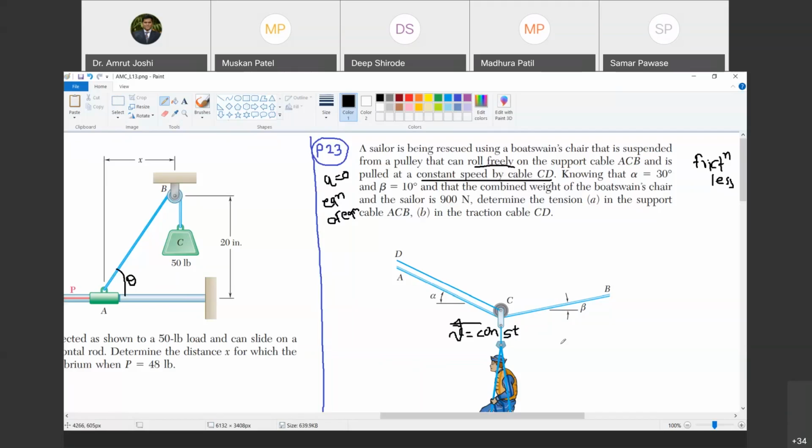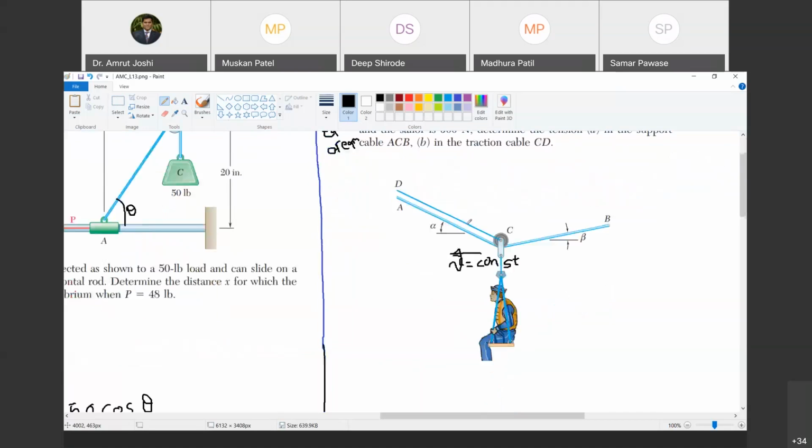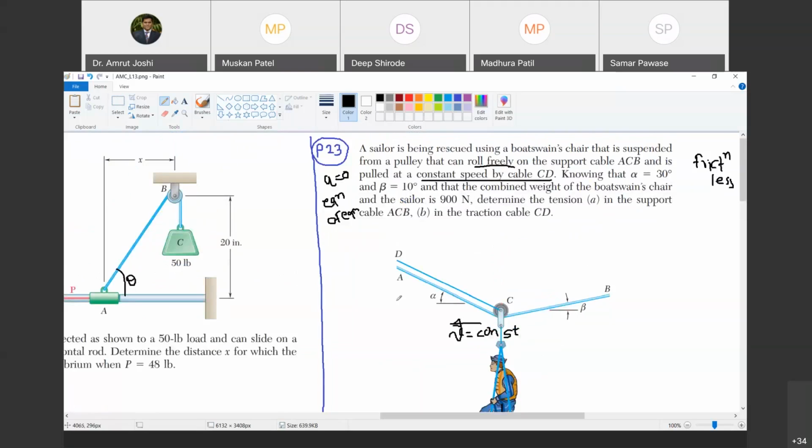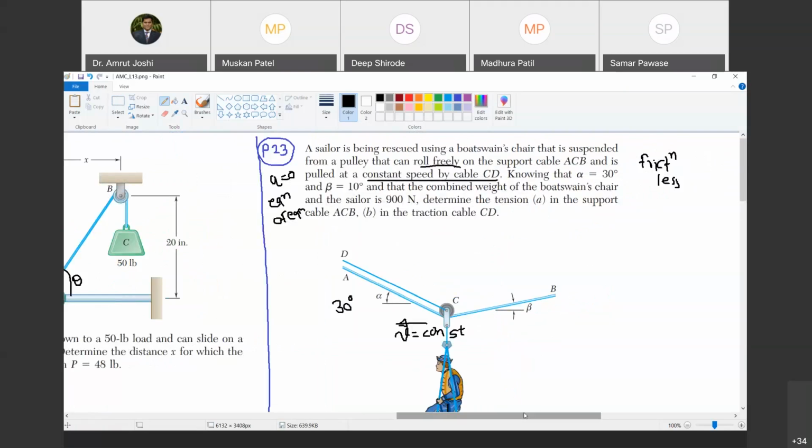Knowing that alpha is equal to 30 degrees and beta is equal to 10 degrees, and knowing that the combined weight of chair and seller is 900 Newton. So how much is the combined weight given? 900 Newton. Are you with me? Yes, sir. How much is alpha? Alpha is equal to 30 degrees. How much is beta? Beta is equal to 10 degrees. This is given.